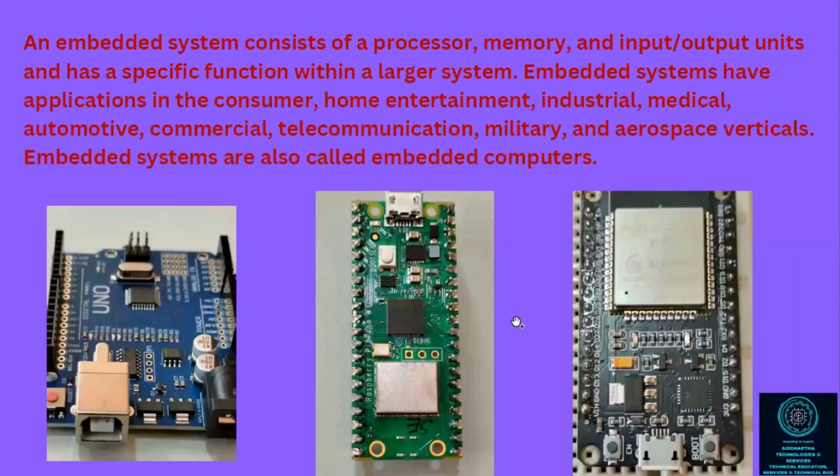So, the proper definition. An embedded system consists of a processor, memory, and input and output units, and has a specific function within the larger system. Embedded systems have applications in consumer and home entertainment, industry, medical, automotive, commercial, telecommunication, military, and aerospace verticals.